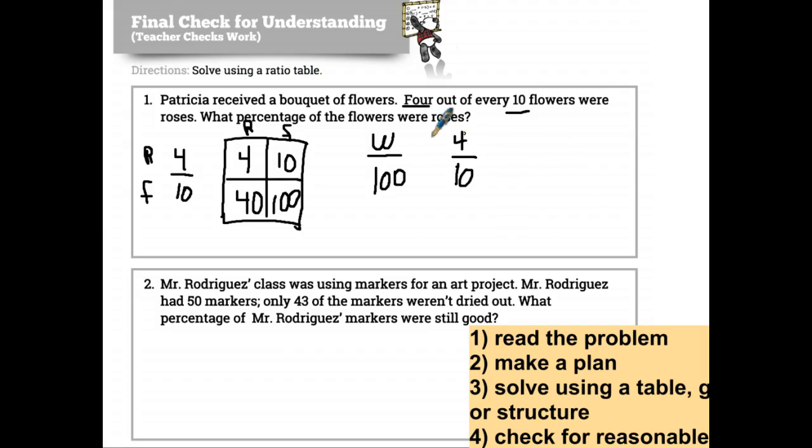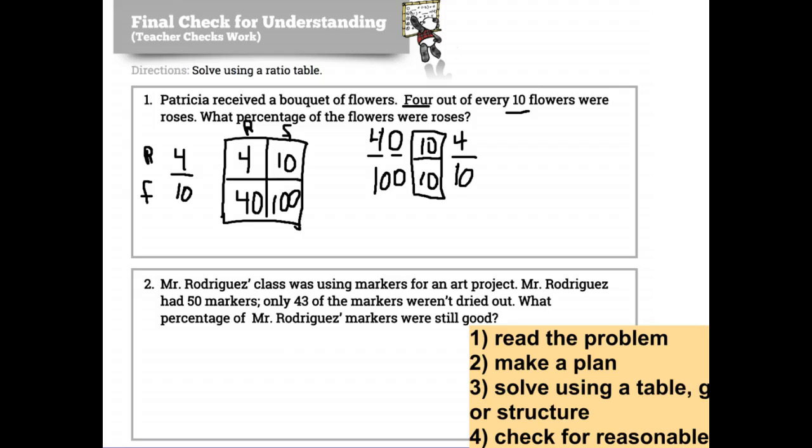So I'm going to add my factor box. Ten times what number is 100? 10 times 10. That means I'm going to multiply 4 times 10. I can now replace the W with the percent. 40% of the flowers were roses.